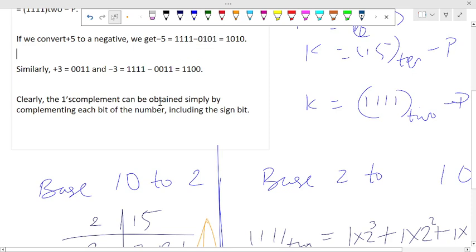Sweet shortcut. No need for the subtraction, just change the whole thing. So if I'm looking for the 1's complement of minus 3, just look at the positive. 3 is 0011. Invert all of them. This will be 1100. Done, man. Okay? So, yeah, that's the shortcut there.